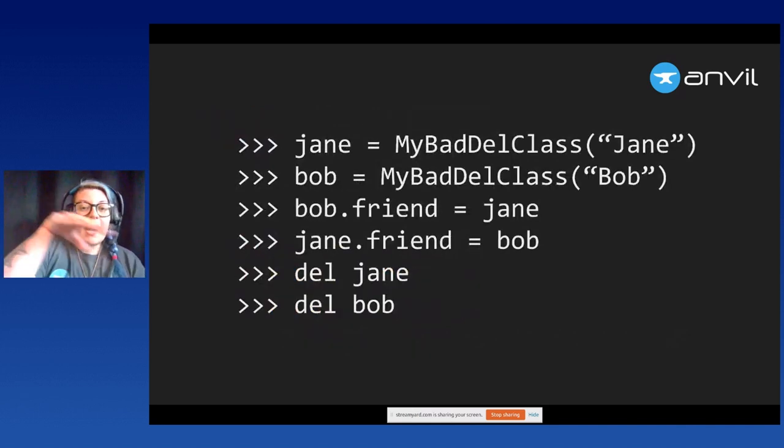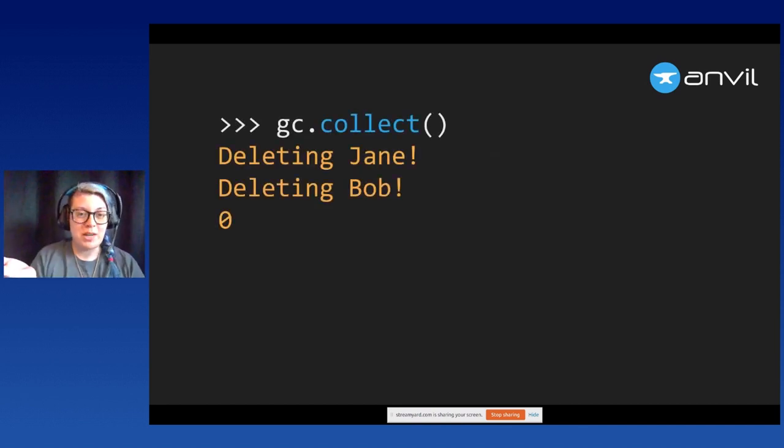So again, cyclic isolate, same situation, Bob and Jane are friends, we delete them. And what happens if we call the garbage collection now? It calls their finalizers, and you can see that it has by the print statements, but then it says zero, nothing's been deleted.